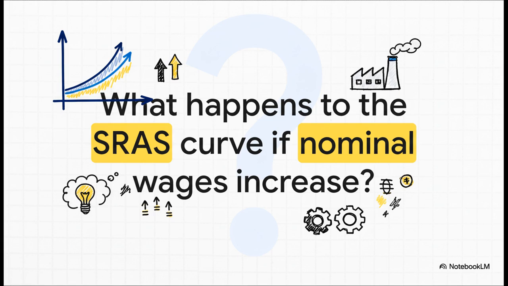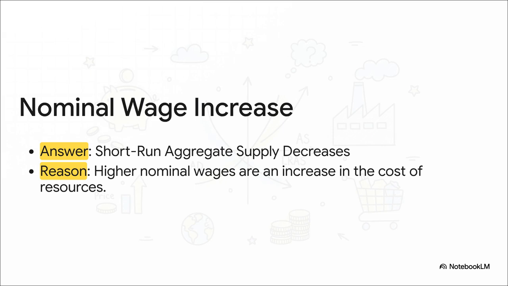All right, you know the drill. Time for a supply-side practice question. What happens to the short-run aggregate supply curve if nominal wages go up all across the economy? The short-run aggregate supply curve decreases. Yep, it shifts to the left. Because higher wages are a direct increase in the cost of a super important resource, labor. That just makes it more expensive for firms to produce anything at any given price level.